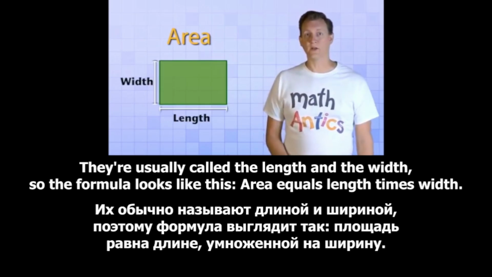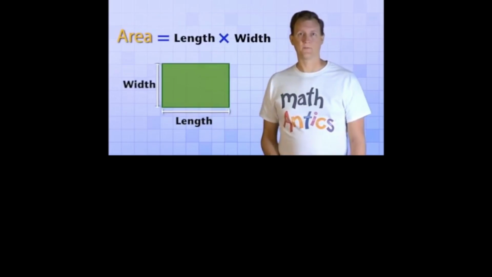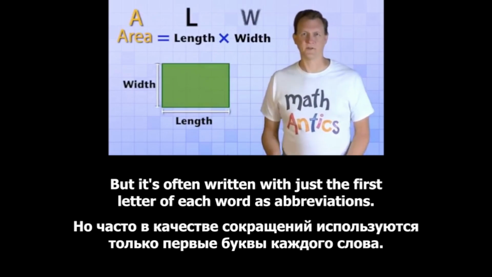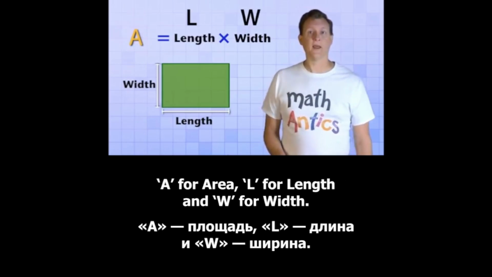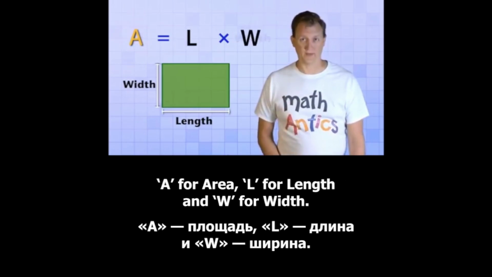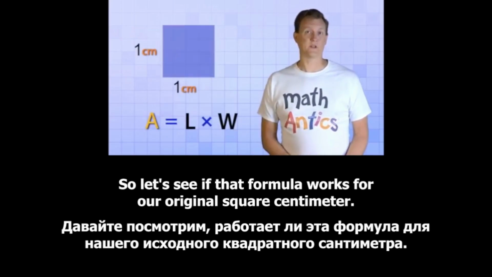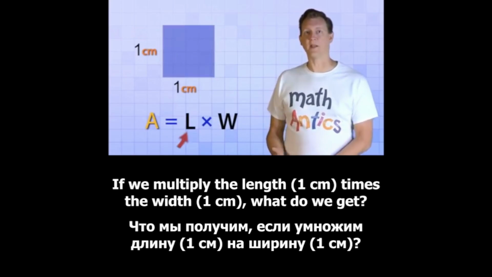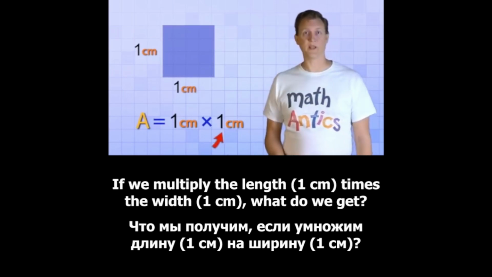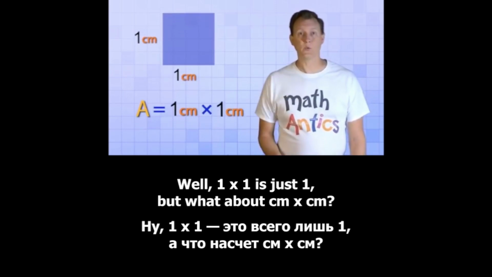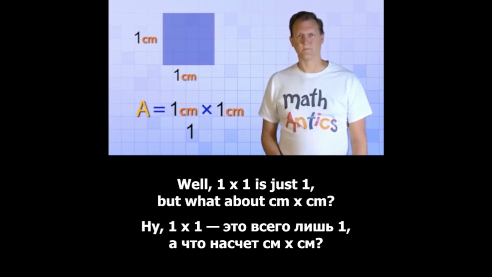So the formula looks like this. Area equals length times width. But it's often written with just the first letters of each word as abbreviations. A for area, L for length, and W for width. So let's see if that formula works for our original square centimeter. If we multiply the length, 1 centimeter, times the width, 1 centimeter, what do we get? Well, 1 times 1 is just 1, but what about centimeter times centimeter?